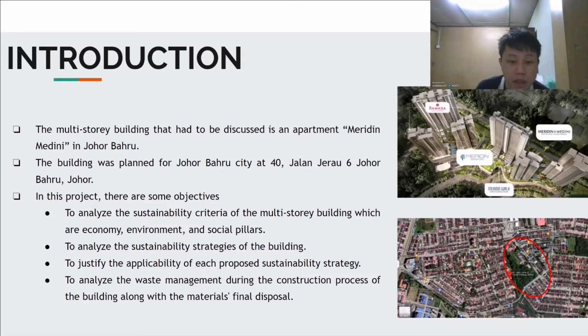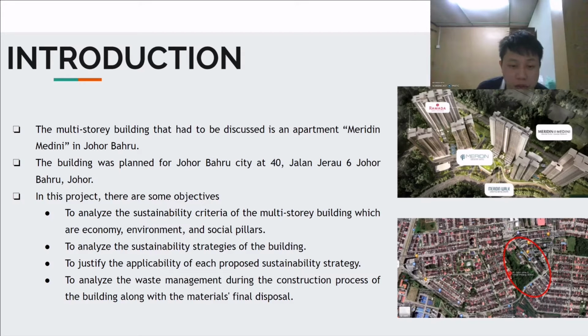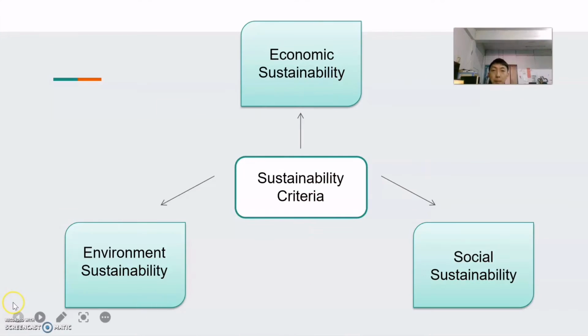In this project, there are some objectives. The first is to analyze the sustainability criteria of the multi-story building, which are the economic, environment and social pillars. Next is to analyze the sustainability strategy of the building. The third is to justify the applicability of each proposed sustainability strategy. And the last is to analyze the waste management during the construction process of the building, along with the materials' final disposal.